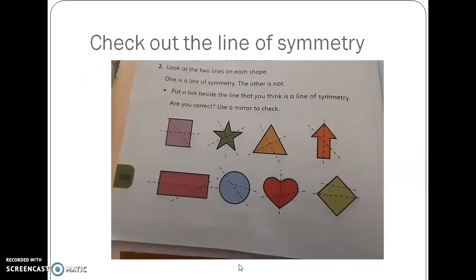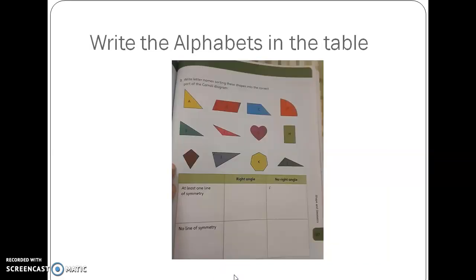Come to question number 2 on page 186. Now look at the lines on each shape. There are 2 lines drawn in each figure. Can you see? But one is a line of symmetry and the other is not. All you have to do is select the line of each individual diagram and tell which is a line of symmetry and which one is not. Okay. Question number 3.